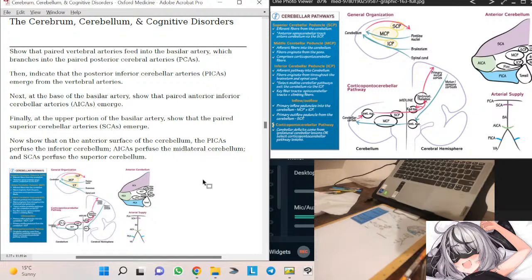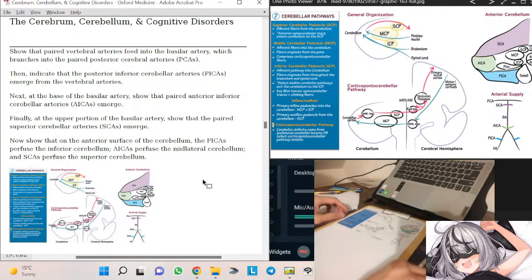Now show that on the anterior surface of the cerebellum, the PICA perfuses the inferior cerebellum, AICA perfuses the mid-lateral cerebellum, and SCA perfuses the superior cerebellum. On the anterior surface, PICA inferior, AICA mid-lateral, SCA superior.